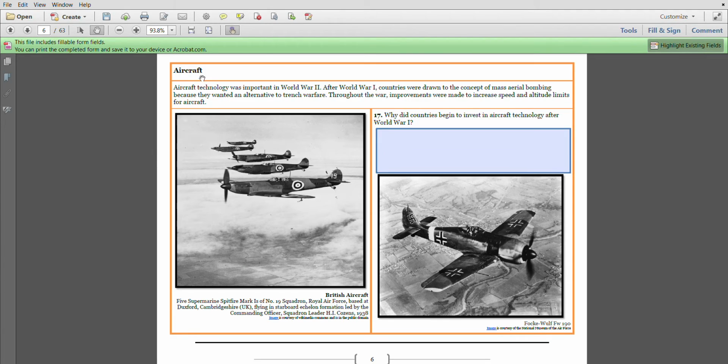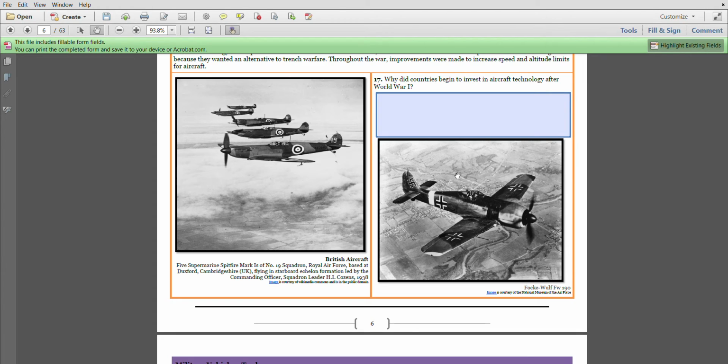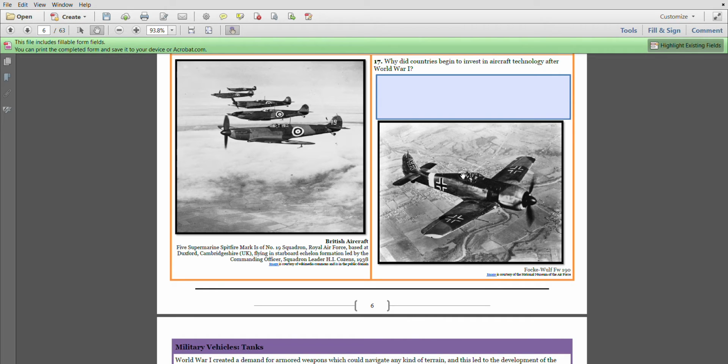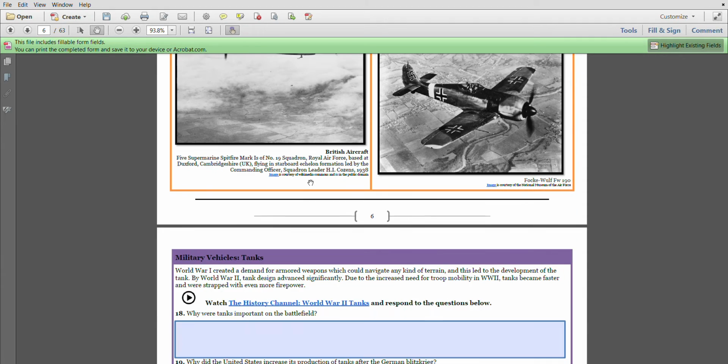Page 6, aircraft. Aircraft technology was important in World War II. After World War I, countries were drawn to the concept of mass aerial bombing because they wanted an alternative to trench warfare. Throughout the war, improvements were made to increase speed and altitude limits for aircraft. 17. Why did countries begin to invest in aircraft technology after World War I? Here you see a German aircraft, the Luftwaffe, and here you see British aircraft flying.